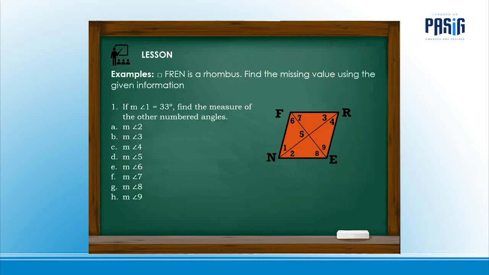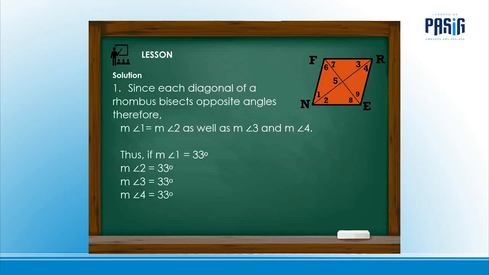Now, let us have examples. Quadrilateral FREN is a rhombus. Find the missing value using the given information. If the measure of angle 1 is equal to 33 degrees, find the measure of the other numbered angles. So use the given figure for your reference. Now let us have the solution.